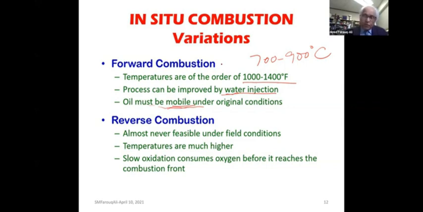Now, reverse combustion is a different kind of process. I'll show you that in a diagram. The temperatures are much, much higher, maybe of the order of 1200 degrees C, 1300 degrees C. And also we have slow oxidation. I'll show you that. Don't use it. It doesn't work. It has its uses in coal gasification, okay, but in general, we haven't had any success with reverse combustion. It looks really good in the lab, by the way. I have written a couple of papers saying reverse combustion is a good process, and they were based upon lab data in the old days.